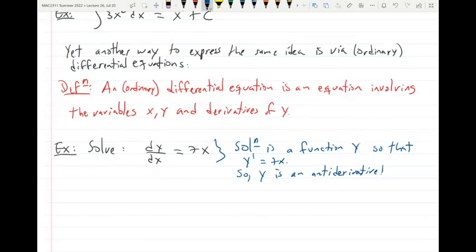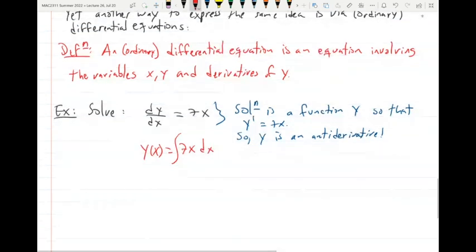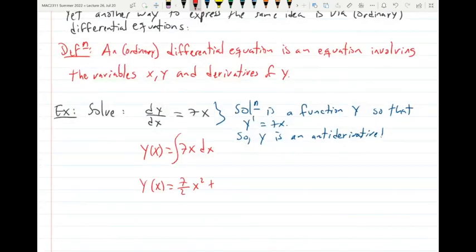So if you want to solve this, of course, I know what y is. y is going to be a function of x, and it's going to be just the collection of all antiderivatives of 7x. Remember, this is a way of saying all antiderivatives of 7x. And we did this already. So that means the solution to this differential equation is 7/2 x squared plus c, where c is an arbitrary constant. So again, different language, but it's the same question. I'm asking you exactly the same thing, just from a different perspective.